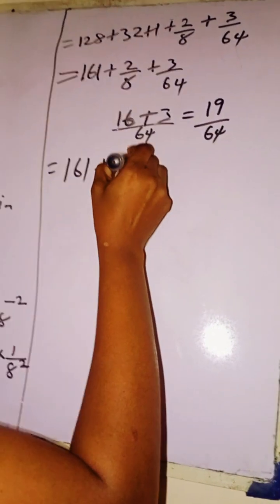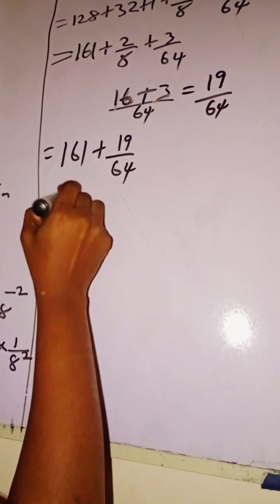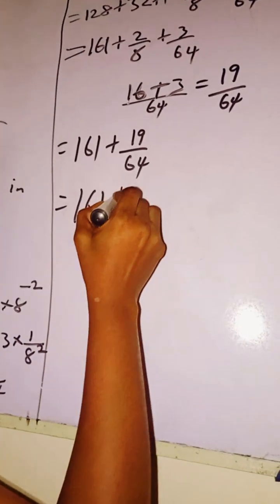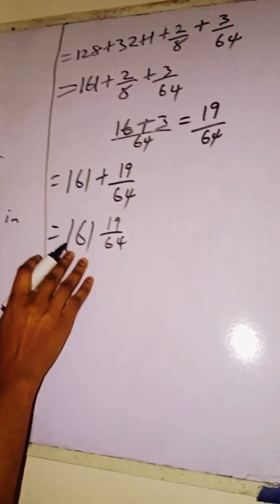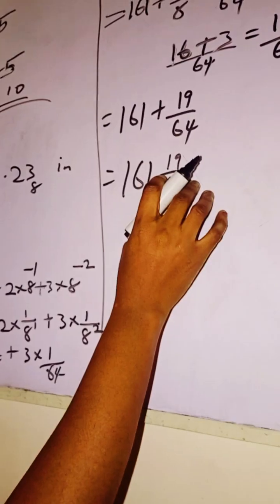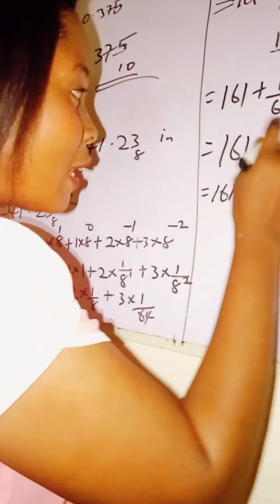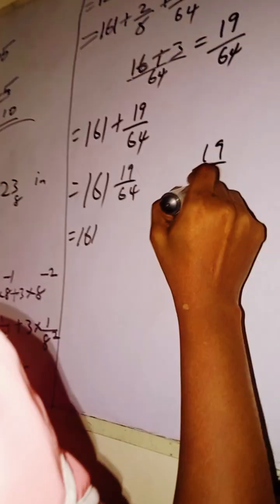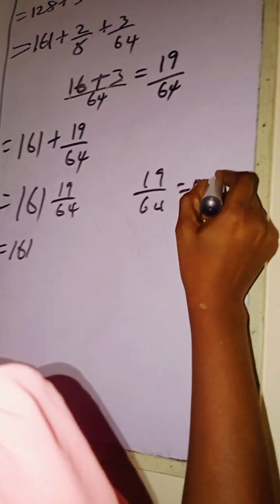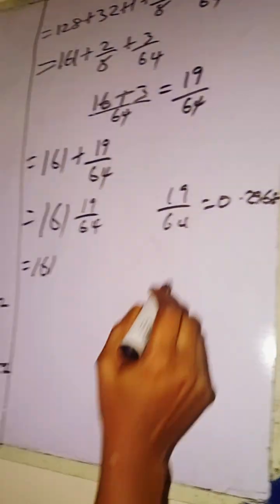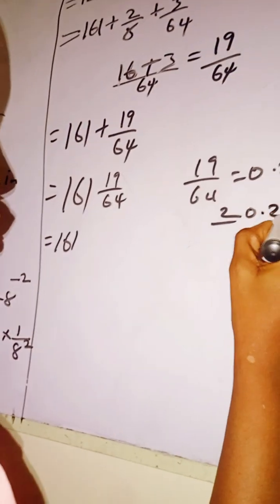So I'm going to bring the whole number part, which is 161 plus 19 all over 64. You are bringing the whole part and the fractional part together. So now we are going to divide the fractional part, which is 19 divided by 64. 19 divided by 64 gives 0.2968. So approximately 0.297.